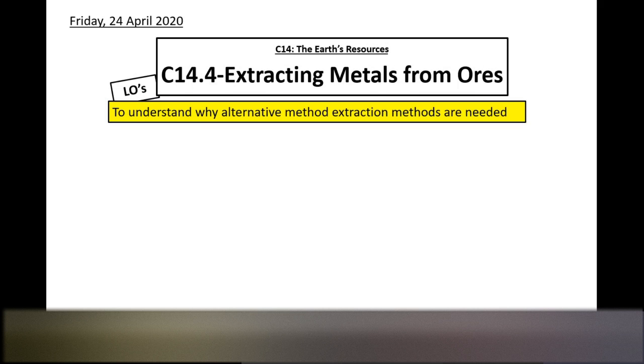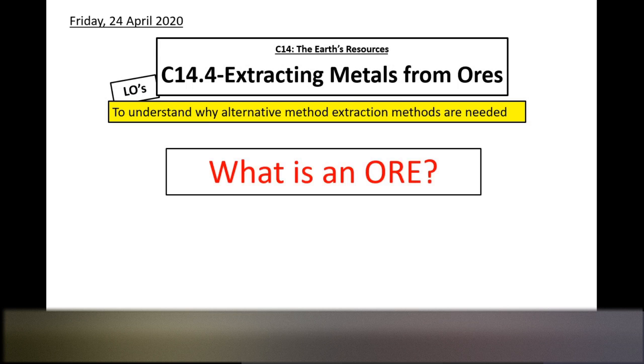So the next topic is looking at extracting metals from ores. Now we've already looked at extracting metals when we did year 9. We looked at things like electrolysis. We looked at using carbon when we looked at the reactivity series. But we're going to look at different methods. But one question I want to ask: what is an ore?